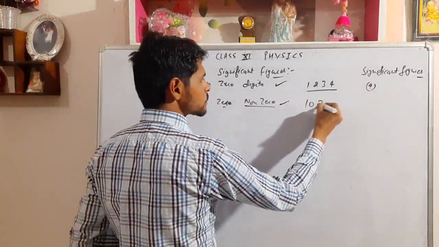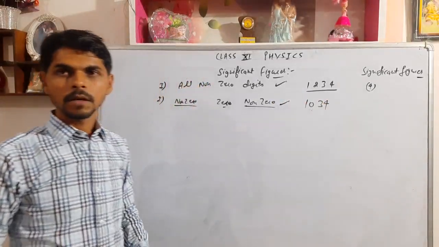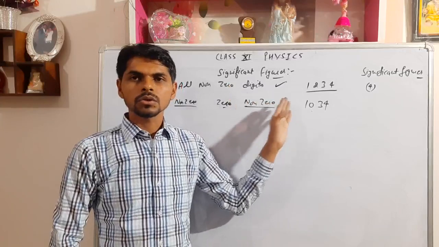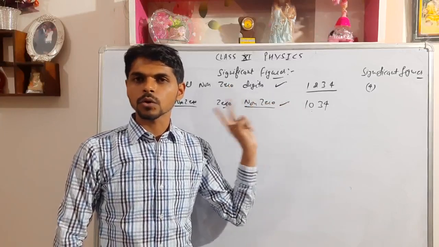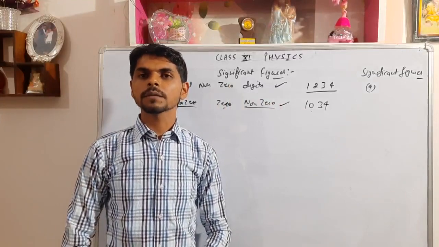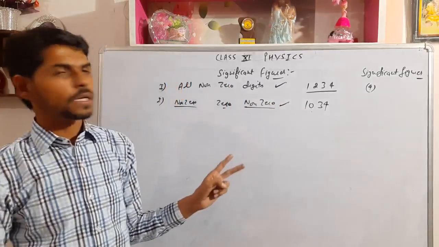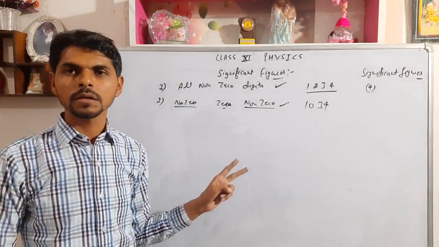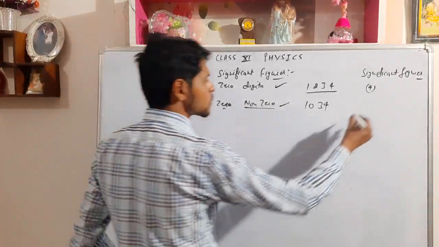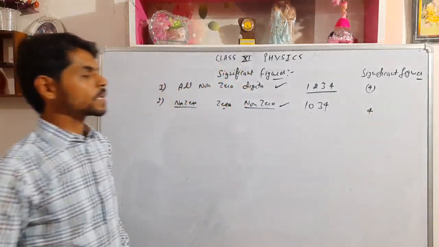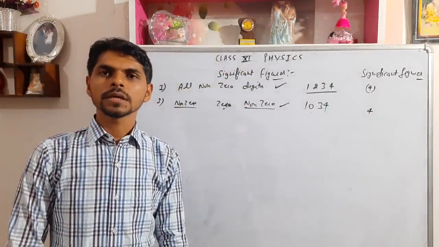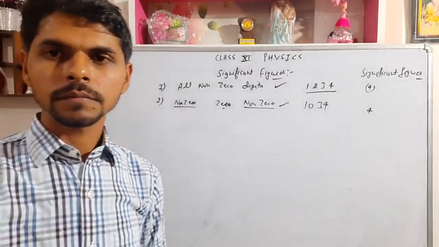that 0 is significant. Suppose this is 1034. So 1 is significant because according to rule 1 it is non-zero. 3 is also significant according to rule 1. 4 is also there. And what about 0? 0 is also significant here because 0 lies in between 2 significant figures. That's why this is also significant. So this number has 4 significant figures.